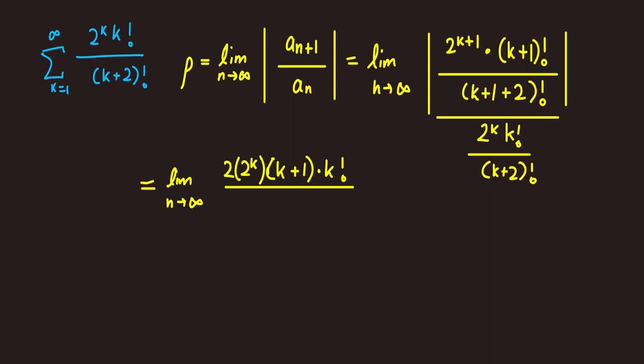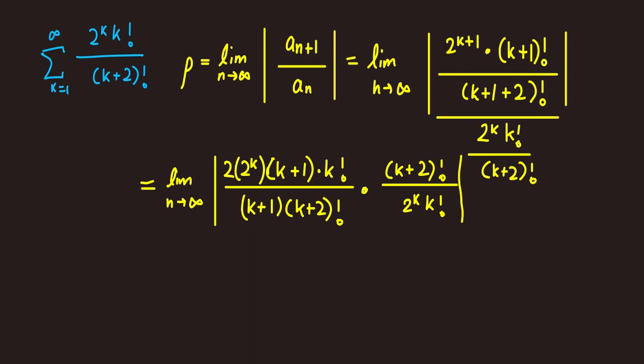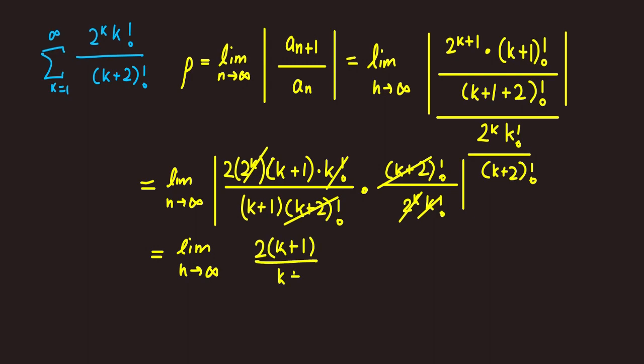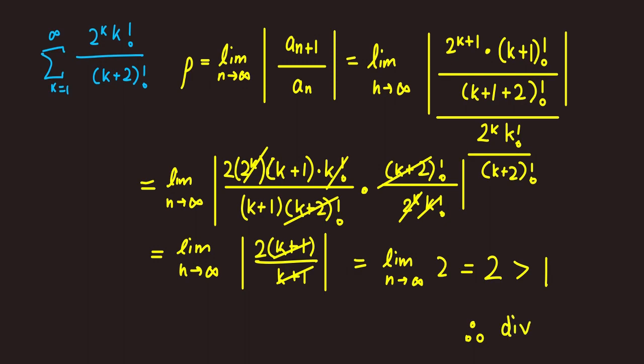Right now I'm just factoring out some stuff to show a clear cancellation that will be happening later on. As you can see, we can just write it as k plus 2 factorial over 2 to the k times k factorial. And then we get a lot of cancellation going on with the 2 to the k, k factorial and the k plus 2 factorial. We end up being left with 2 times k plus 1 over k plus 1, and the k plus 1's cancel out too. So we're just going to get the limit as k goes to infinity of 2, and that's just 2. And 2 is greater than 1, so we get divergence.